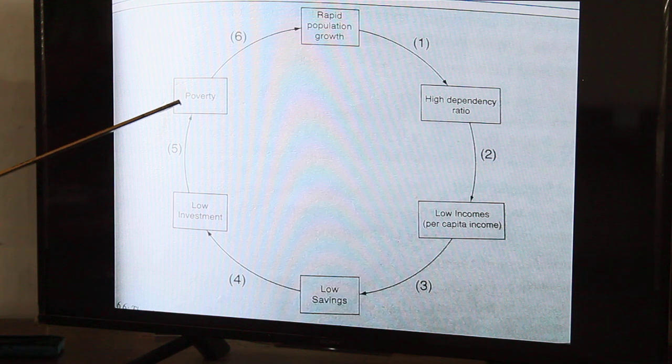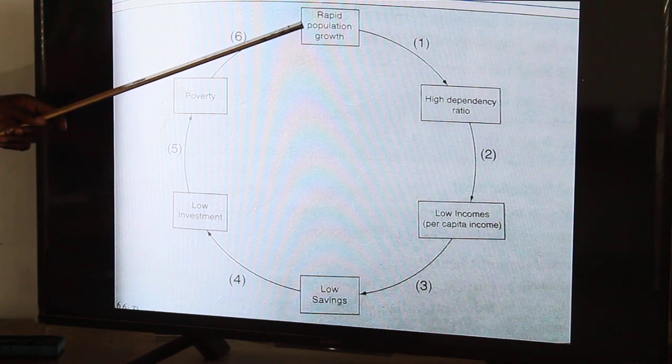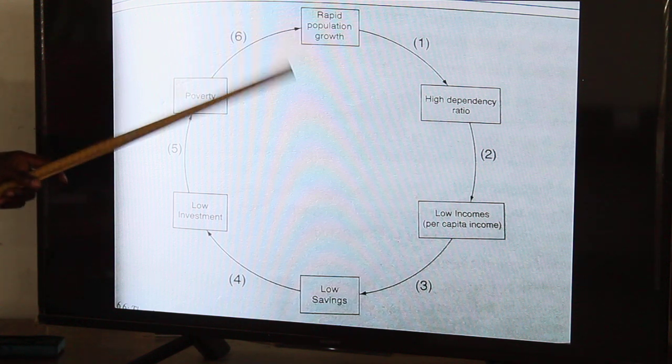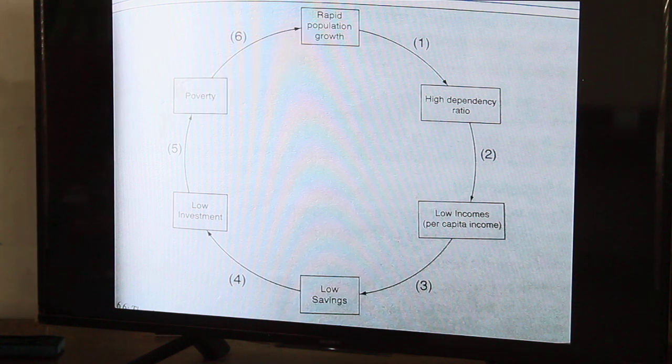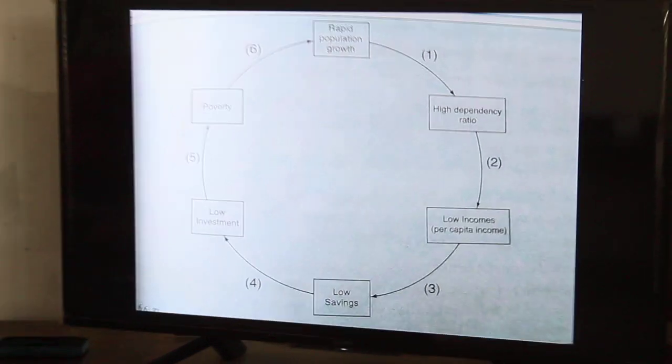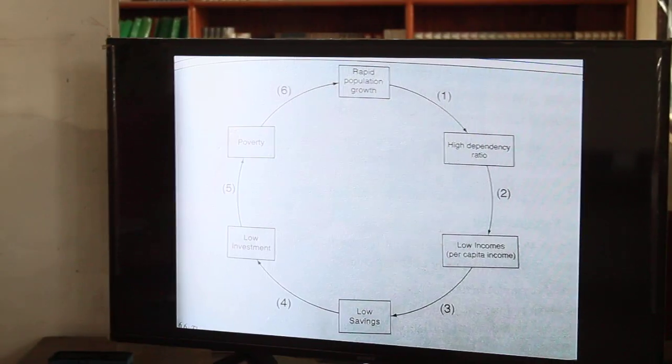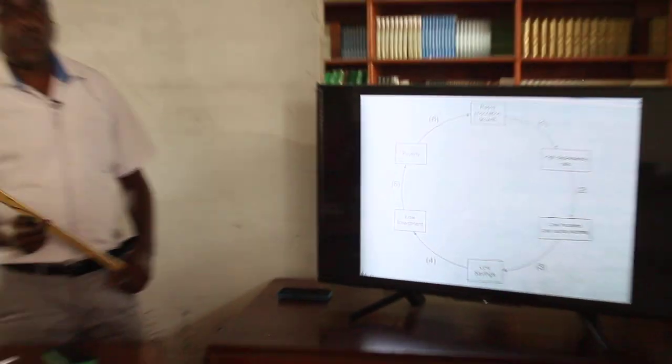Now, people who are poor, they don't work, they don't do anything. What happens? They are ignorant about family planning methods. They are not able to afford the family planning method. What happens? They give birth to many children. So it leads back to rapid population growth, which was the original problem. And that brings us to the end of our lesson.